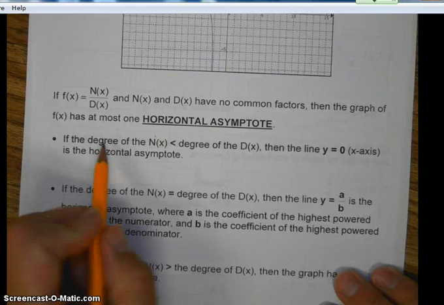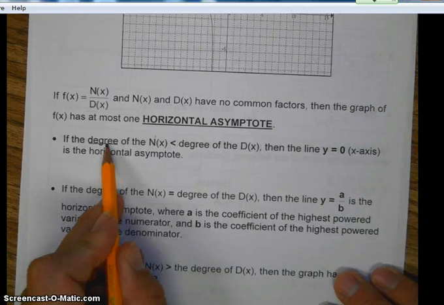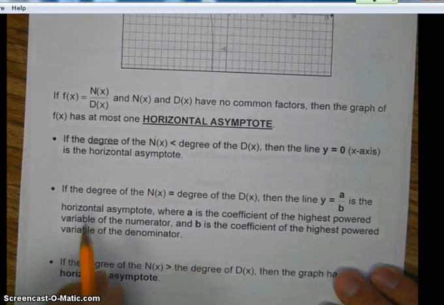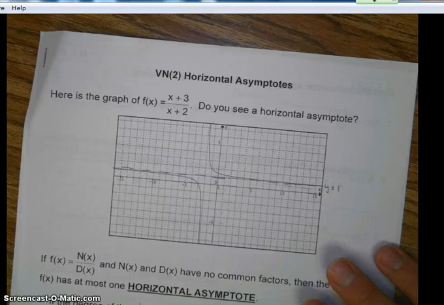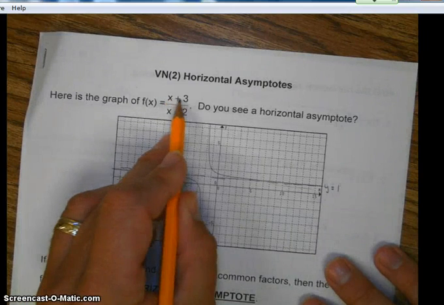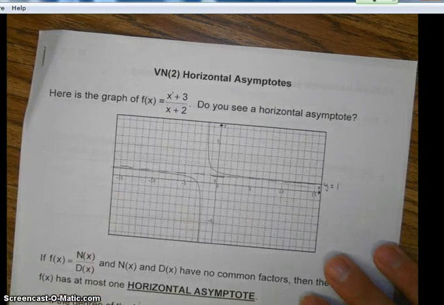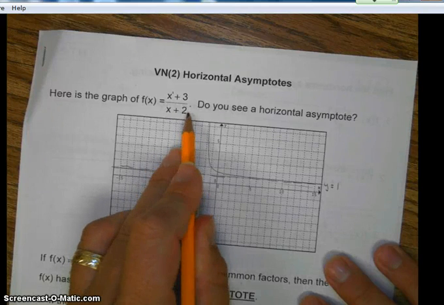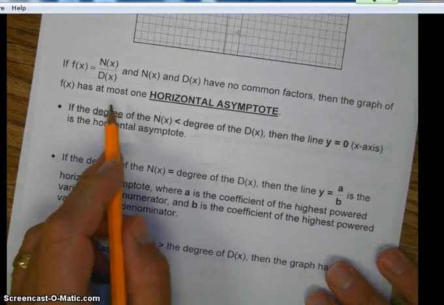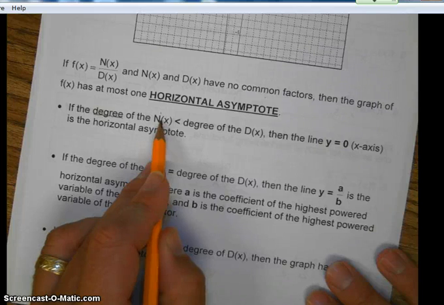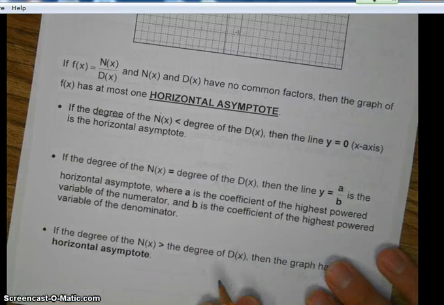Remember, the degree represents the largest exponent. So we have to look at the degrees of the two polynomials. For example, the degree of the polynomial in the numerator is 1. That's the biggest exponent in the numerator. The degree of the polynomial in the denominator is also 1. So does that fit this condition? The degree of the numerator function is less than the degree of the denominator function? No.